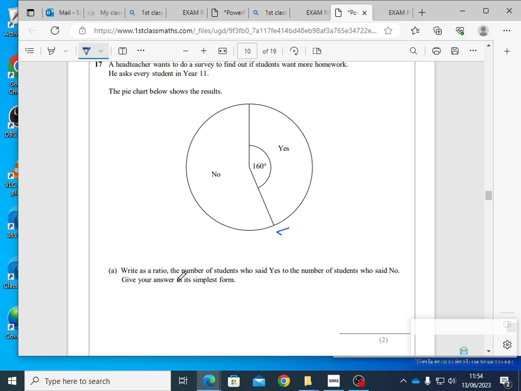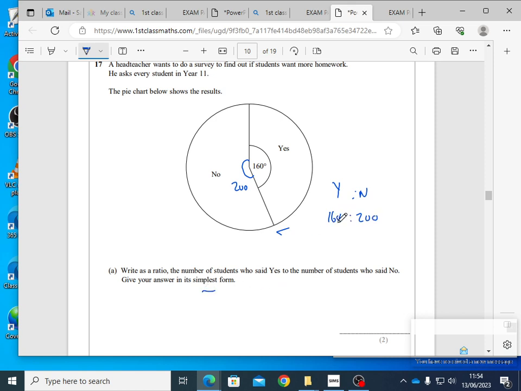Here's a pie chart. Write down the ratio of students who said yes to the number of students who said no. So this is 160. There are 360 degrees in a full turn, so that must be 200. He wants yes to the number of no: 160 said yes, 200 said no.